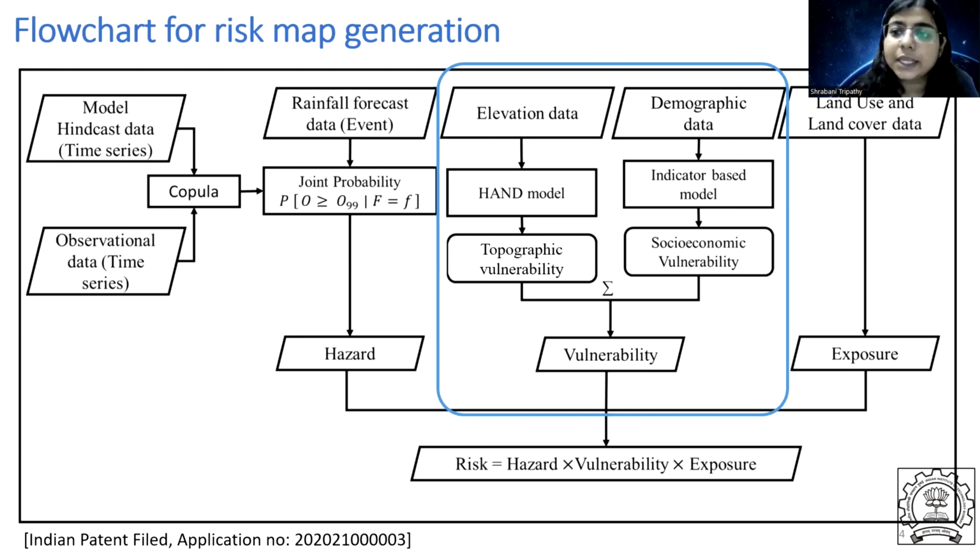Topographic vulnerability is computed using elevation data in a height above the nearest drainage model. The height above the nearest drainage model converts the elevation value from a mean sea level value to the value with respect to the nearest drainage. Similarly, census data, the demographic data in an indicator-based model, is used to compute the socioeconomic vulnerability, and land use land cover data is used to compute the exposure.